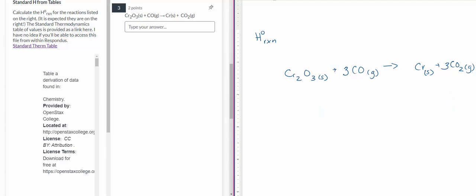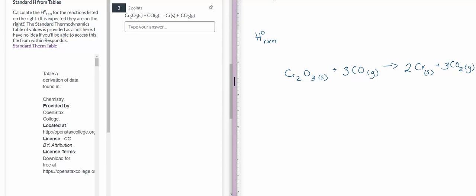And for the oxygen atoms, I have a total of 6 oxygen atoms on the reactant side and the product side. I have 3 oxygen atoms here, and now I have 3 oxygen atoms here. So the carbon and the oxygen are both balanced. Chromium's easy because he's alone. So put a 2 here.